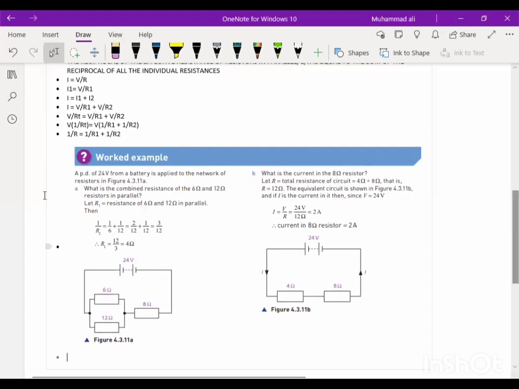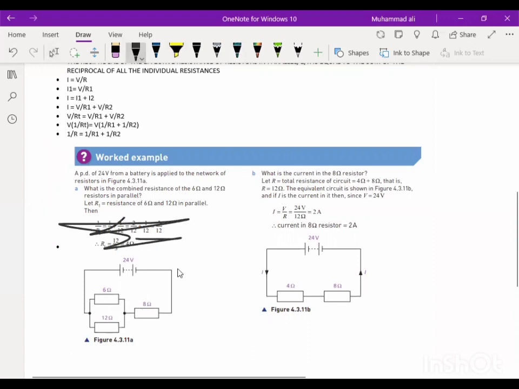Right, so for example, if I consider this example: a potential difference of 24 volts from a battery is applied to the network of resistors in figure 4.311a. What is the combined resistance of the 6 ohm and 12 ohm resistors in parallel? Let's consider we don't have this in front of us. You can see that two of the resistors are in parallel and one resistor is in series.